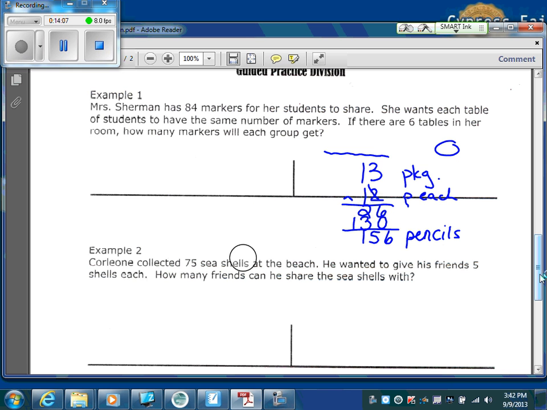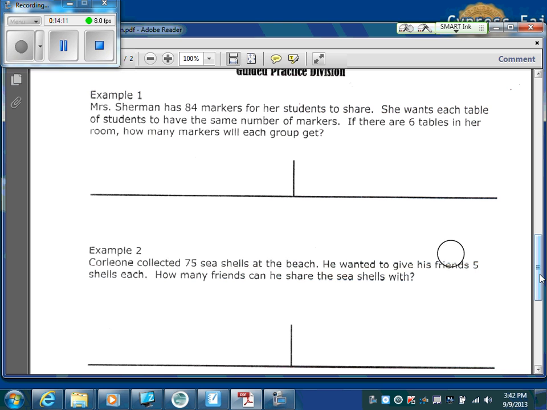So the first one, example 1, is Mrs. Sherman has 84 markers for her students to share. She wants each table of students to have the same number of markers. If there are 6 tables in her room, how many markers will each group get? So we have 84 markers. She wants each to have the same number. If there are 6 tables in her room, how many markers?